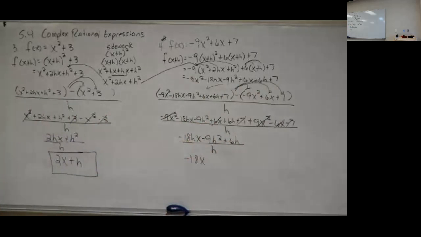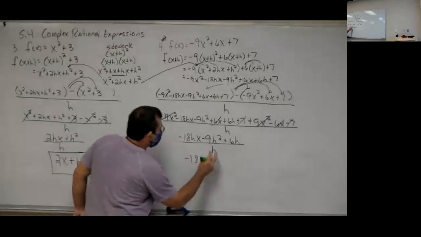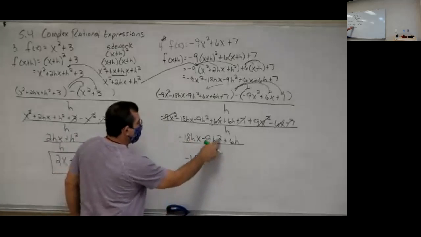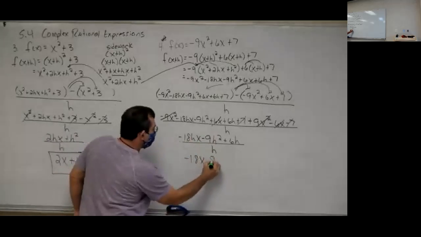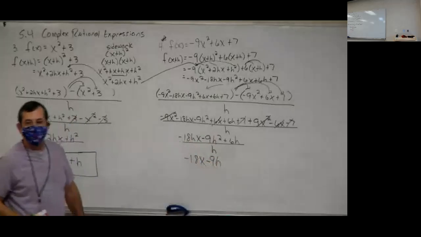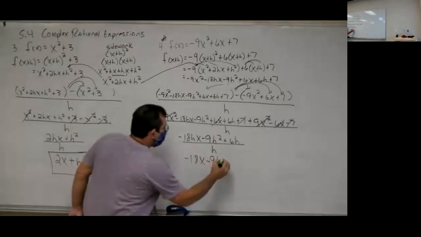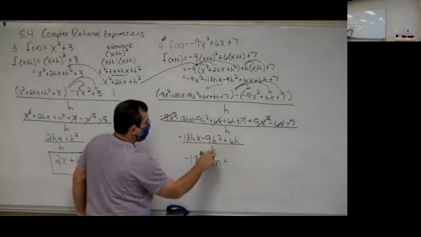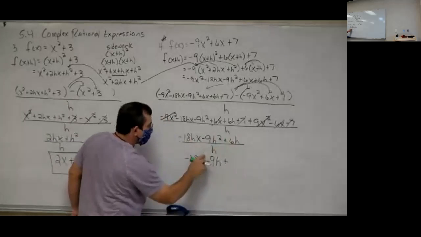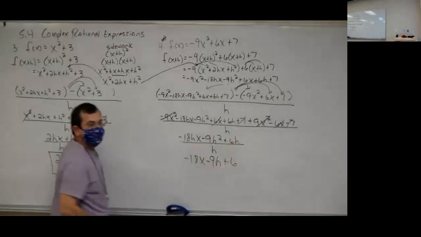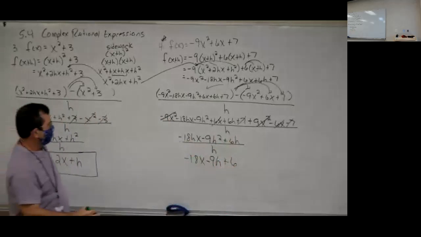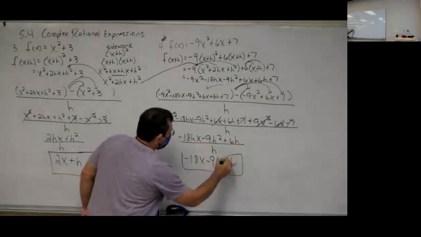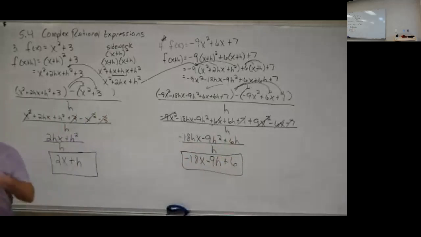Basically, just subtract one h from everybody on top. Then this will be minus the 9h squared divided by h. One of those h's will cancel, leaving you a 9h. Plus the 6h divided by the h. Those h's cancel, just leaving you a 6. So really, that last step, all you're doing is just canceling one of them h's out and being done. Okay?